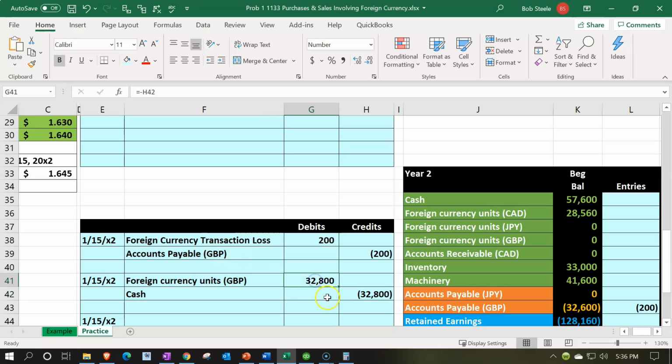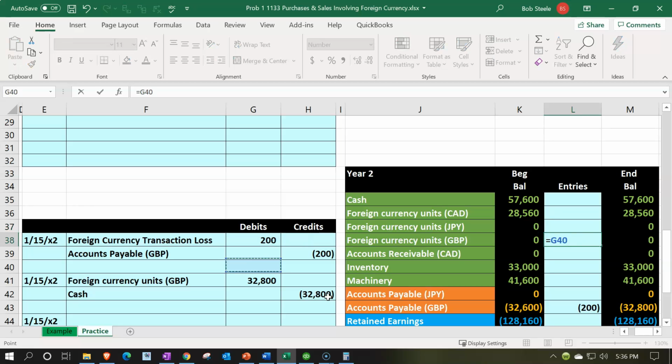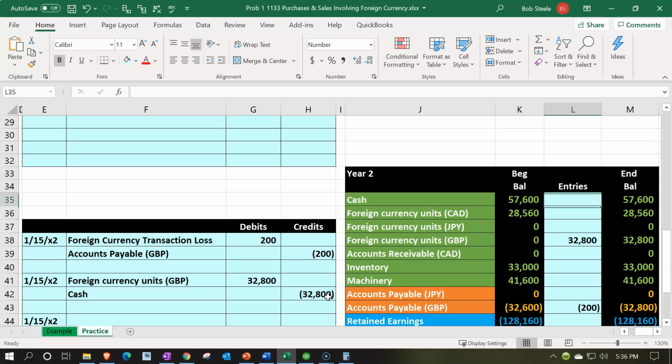So we're going to put it on the books at 32,800, even though in that account we're going to have 20,000 foreign currency units, British pounds. So foreign currency units is going to be equal to the 32.8, and then the cash is going to go down. We're going to decrease the cash. So there we have that.